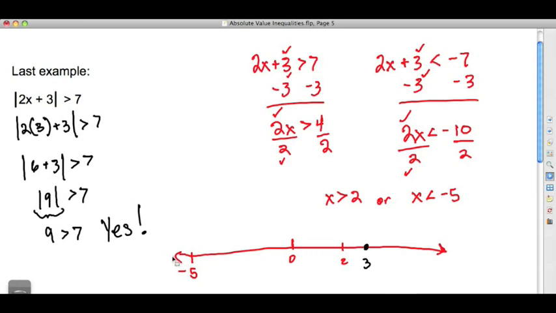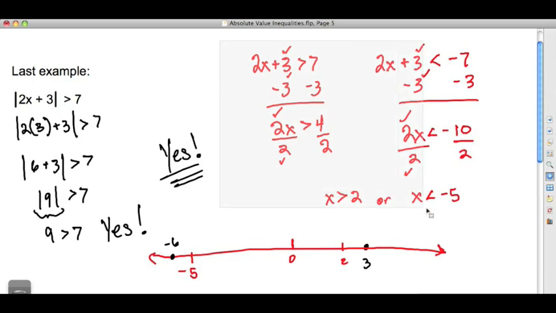Okay, and the same thing would work if you picked a number that was less than negative 5. So like if you picked negative 6, it would be a yes. And you can try that on your own. As a matter of fact, that's your first homework problem.